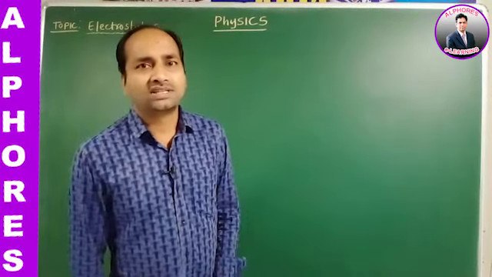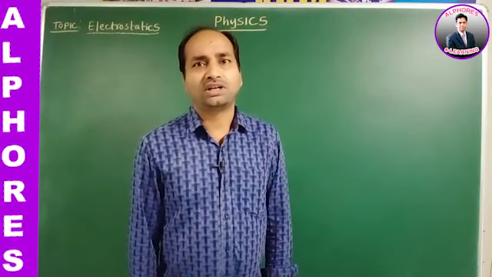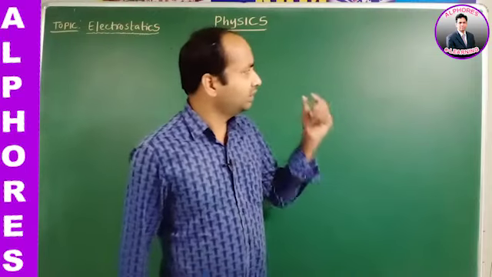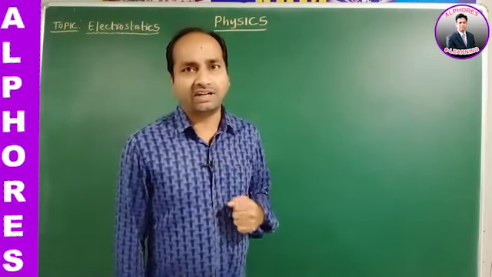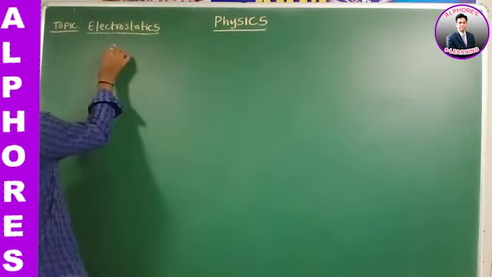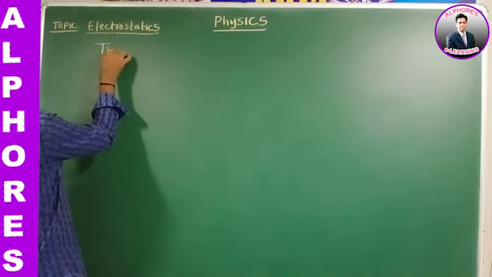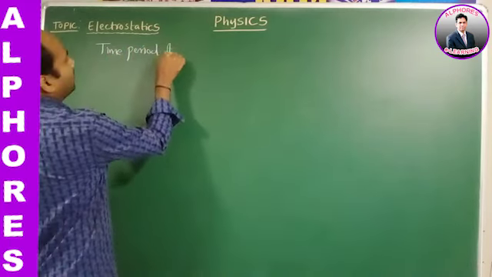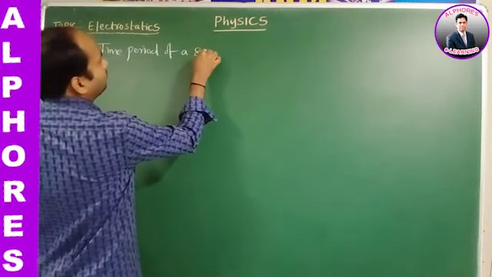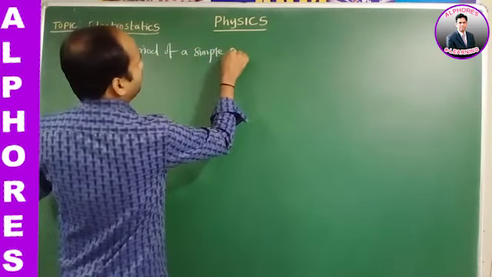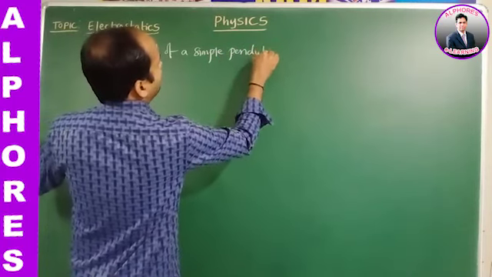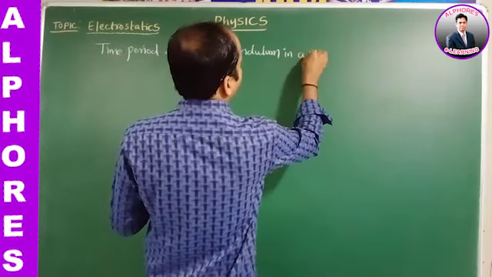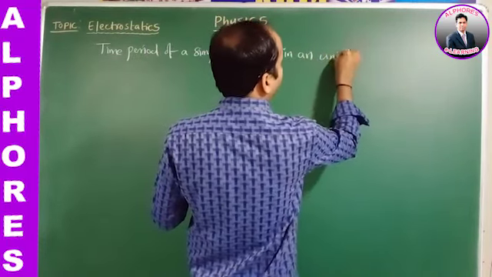In the last topic we discussed the oblique projection of a charged particle in electric field. Now what is the time period of a simple pendulum in a combined electric and gravitational field? Time period of a simple pendulum in a uniform electric field.